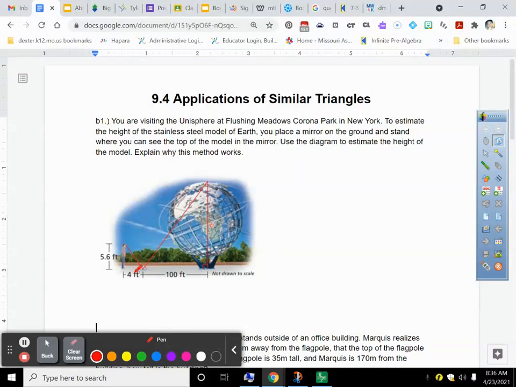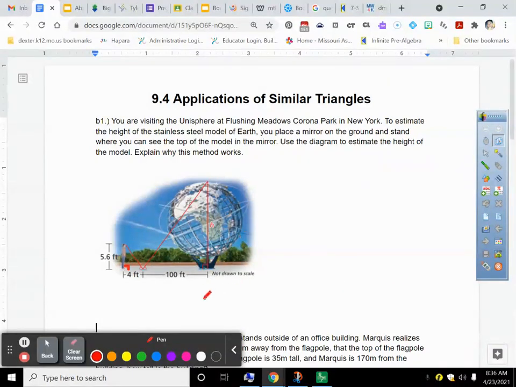That's a 90-degree angle. And whenever you stand up straight, you are standing vertically and the ground's horizontal, so you're also at a 90-degree angle. Well, since those two sets of angles would be congruent, these two triangles are similar. So you can use what we've been doing to figure out the height of the Earth.